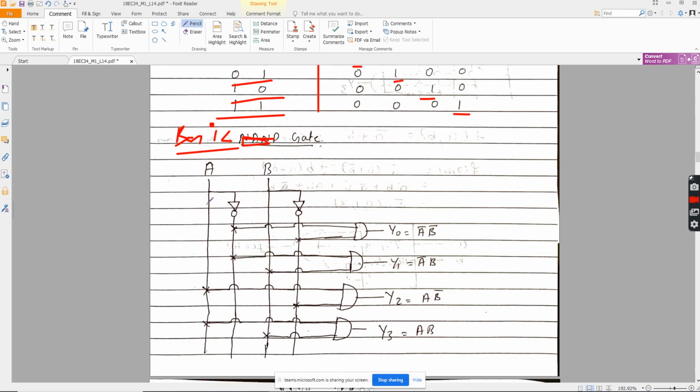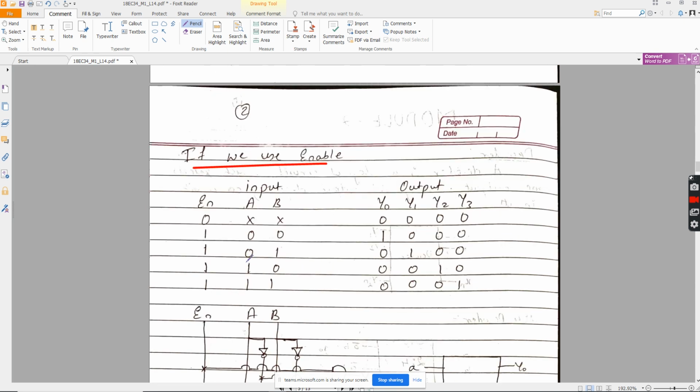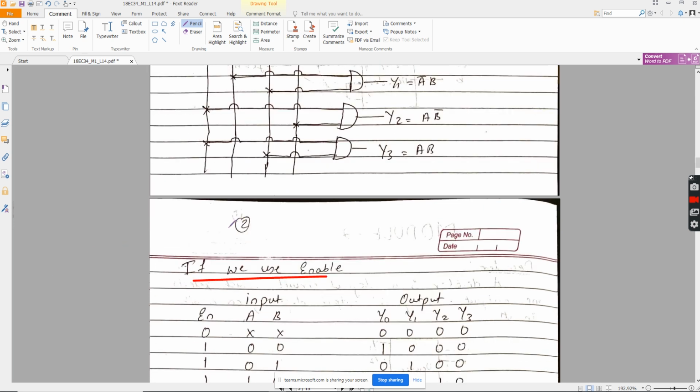So I have realized it by putting an A slot, A complement slot, B slot, B complement slot, depending on the outputs. Where A bar is needed, here I fetch A bar, B bar, and give an AND gate. So this is my realization using basic gates. Now the same thing if I use an enable. And here there are 2 things, right? Active high and active low.